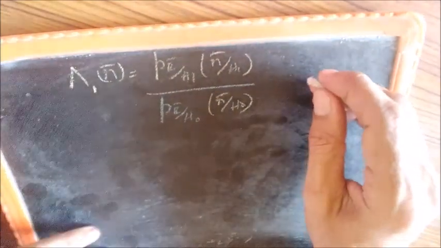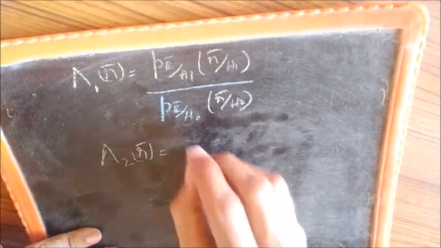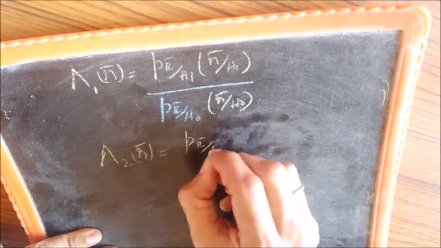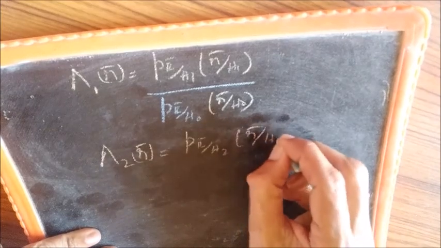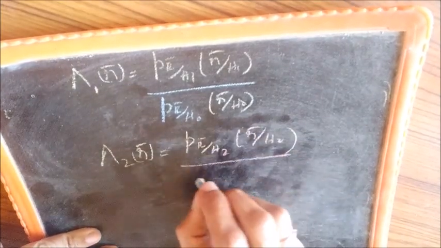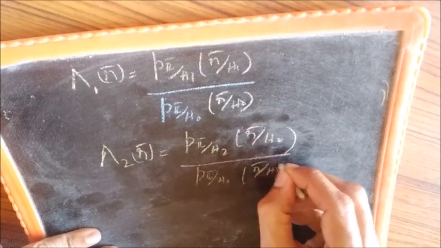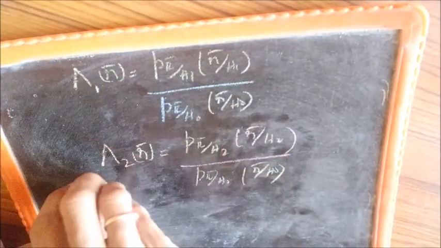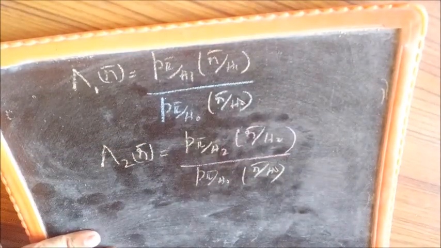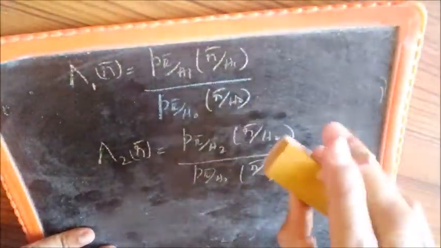And the other one will be lambda 2, which will be the density function of R given H2 divided by the density function of R given H0. We will have these likelihood ratios with us, and I will just introduce these ratios to you. We will refer to this later.